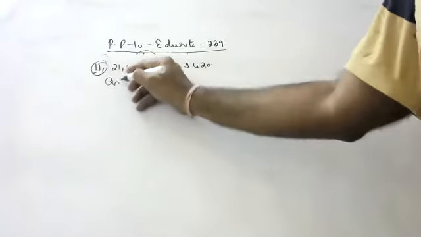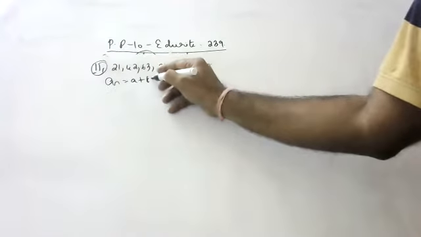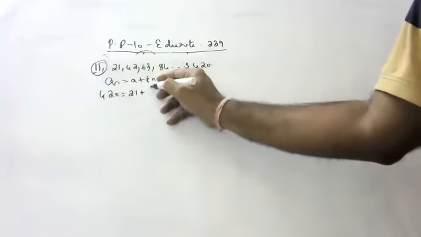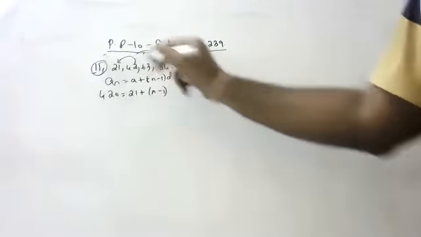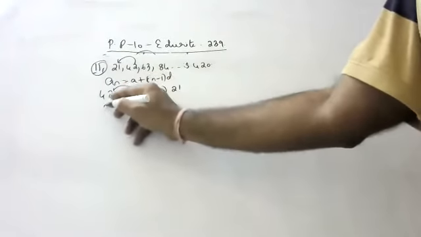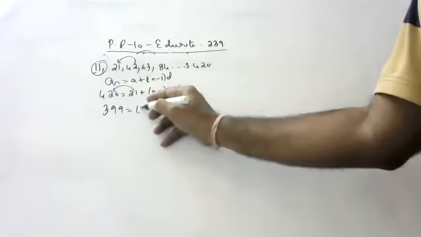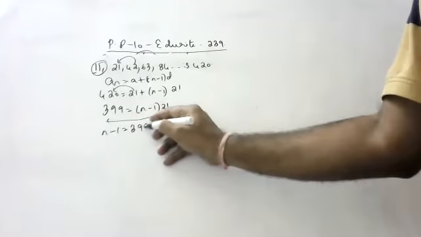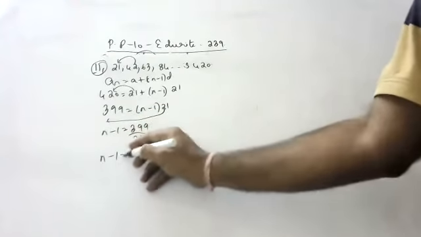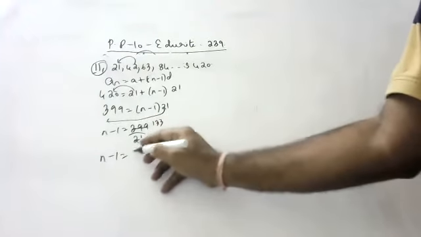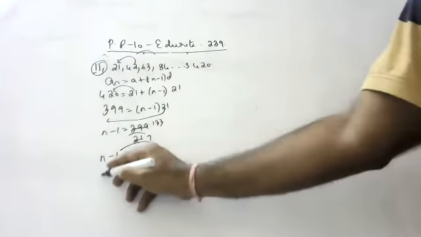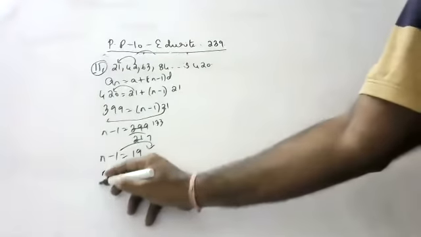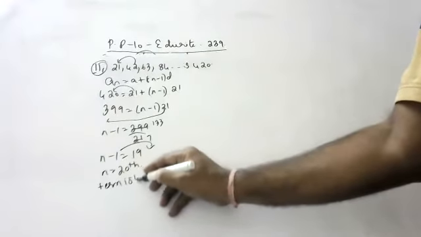Tell me the formula. a_n equals a plus n minus 1 into d. 420 equals 21 plus n minus 1 into 21. 399 equals n minus 1 into 21. 399 by 21, n minus 1 equals 19. n equals 20. So it is the 20th term. The 20th term is 420. Tell me the next sum.